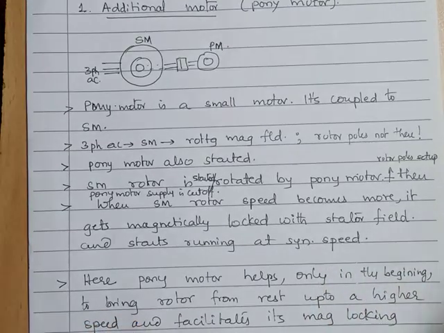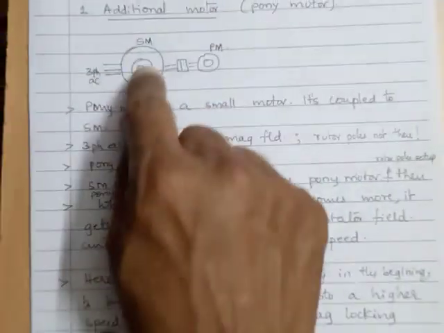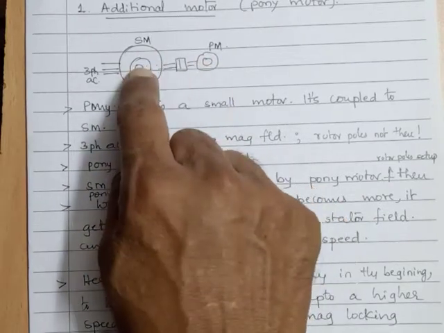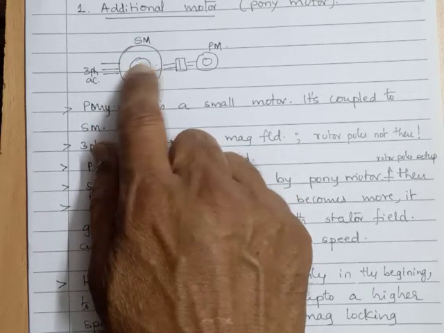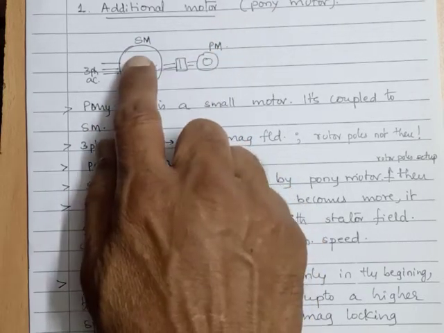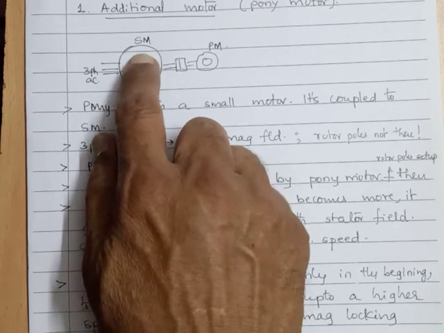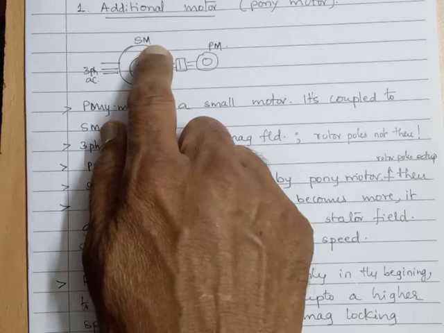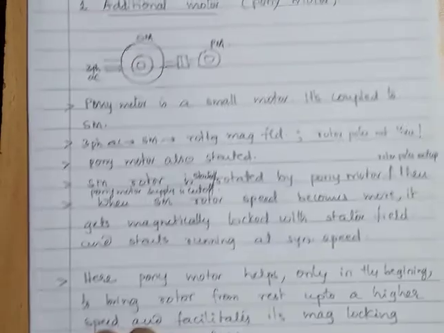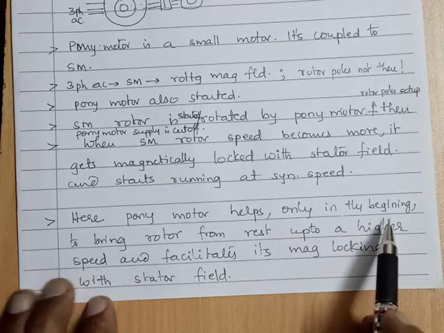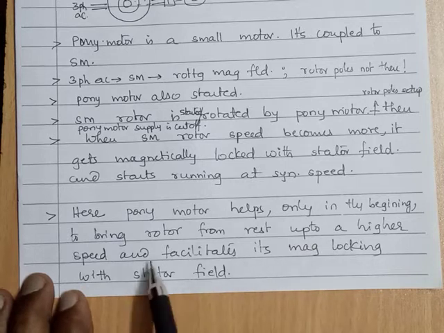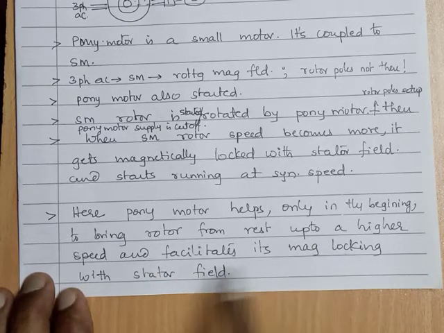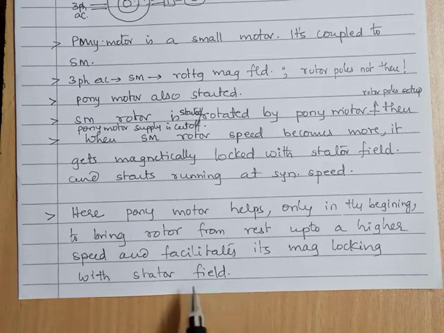Okay, it is something like you rotate this rotor with external force till the speed becomes nearer to the synchronous speed, and then suddenly cut it off. This set of poles on the rotor you energize, those poles get locked magnetically with the rotating field. Here the pony motor helps only in the beginning to bring the rotor from rest up to a higher speed, and it facilitates the magnetic locking with the stator field.